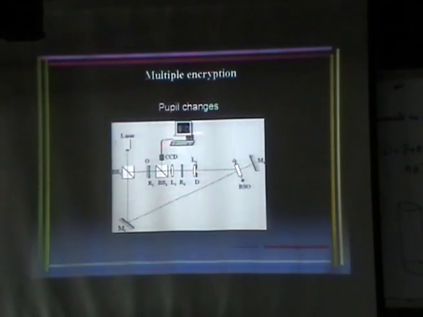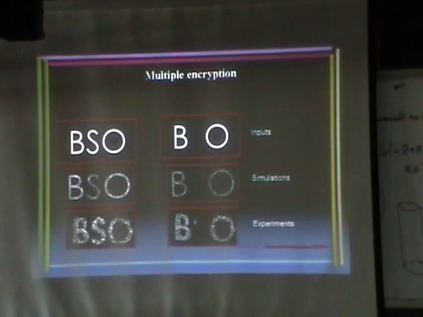There is another possibility, the same experimental arrangement as we have talked about. But now we change the size of the pupil of the second lens. So we can encrypt one input, simply change the diameter, and encrypt the second one. Therefore, this is a very simple example, but it works.